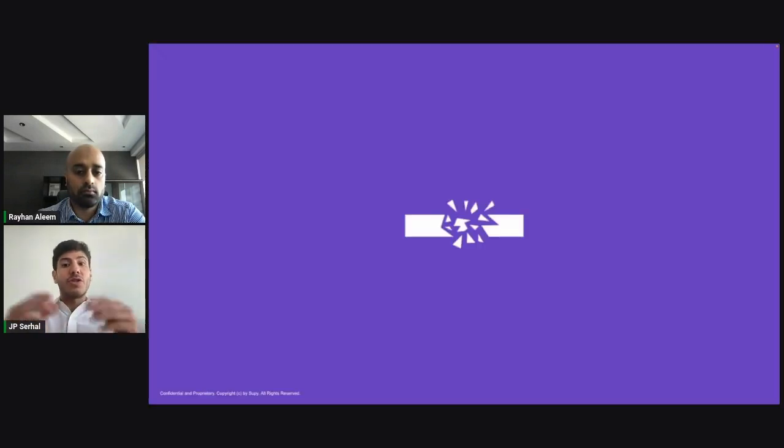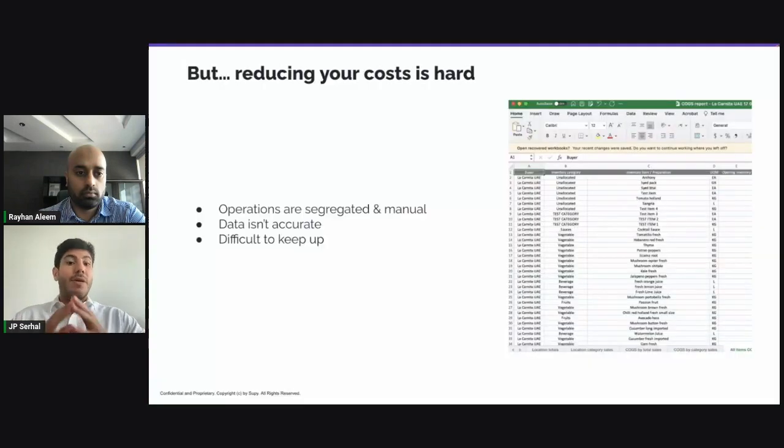And so this strategy of only investing in sales and not investing enough in optimizing profits is no longer working. It's not sustainable because it's so expensive, and that means that you won't be able to survive for the long term. But reducing your costs, optimizing your profits, isn't easy. It's very, very hard. And there are clear reasons for why this is the case.